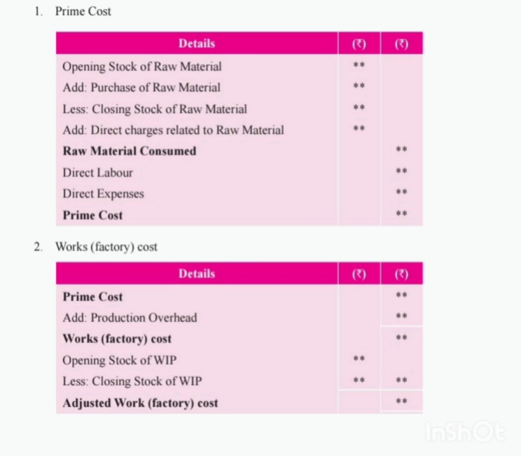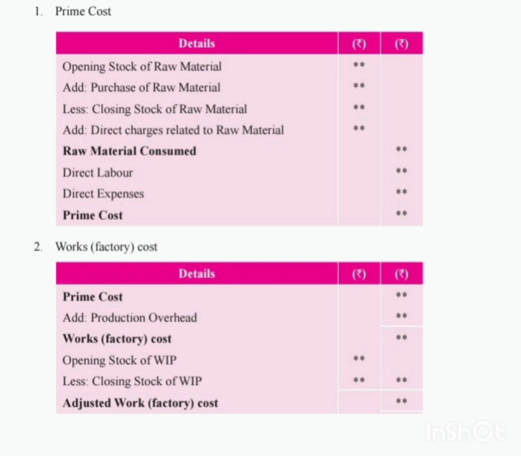The second topic is works or factory cost. Okay, so first of all we will take the prime cost and add some things. So let's see what those are. First one is production overhead. These are indirect factory expenses like electricity, rent and maintenance.